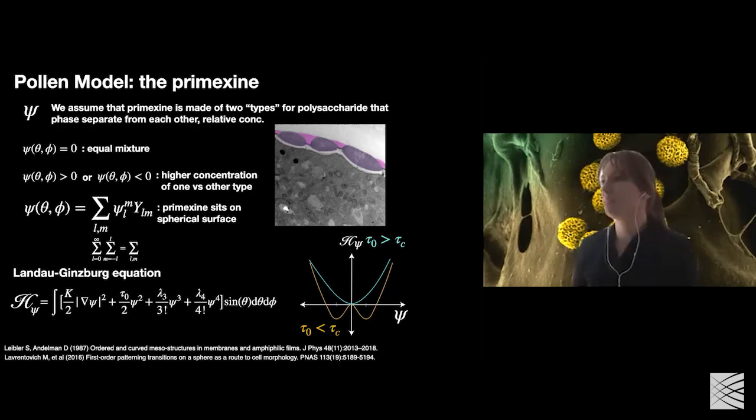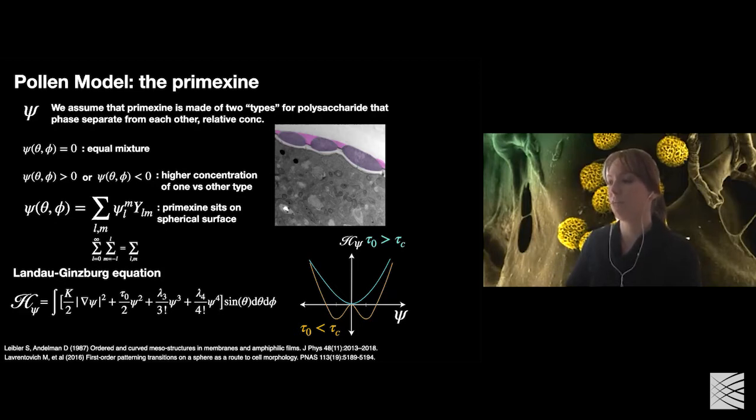All it represents is the fact that we have a concentration of something, and that concentration happens to be a mixture of two things that want to phase separate. So you can say that you have a dense phase and a fluid phase, as I mentioned before. Whenever psi is 0, that means you have an equal mixture of the two. And whenever psi is greater than or less than 0, you have a higher concentration of one type versus the other.